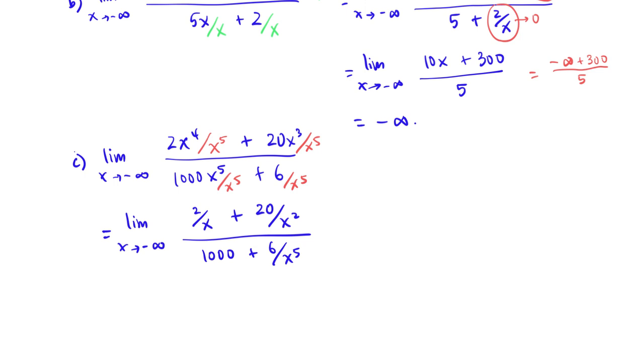As x goes to negative infinity, 20 over a very large number is 0. 6 over a very large number is 0. And 2 over a very large number is 0. And so we end up with 0 over 1000, which is 0. The limit is 0 in this case.